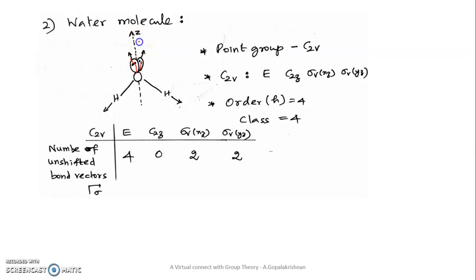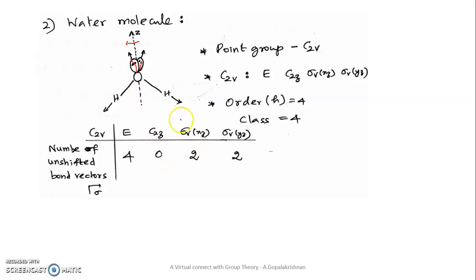C2Z: listen, along this axis, if you rotate by 180 degrees, all the 4 bond vectors get shifted. Correct? This hydrogen will come here, this hydrogen will go here, the front lone pair will go back and the back one will come front. So all the bond vectors get shifted. So the number of unshifted vectors is 0.